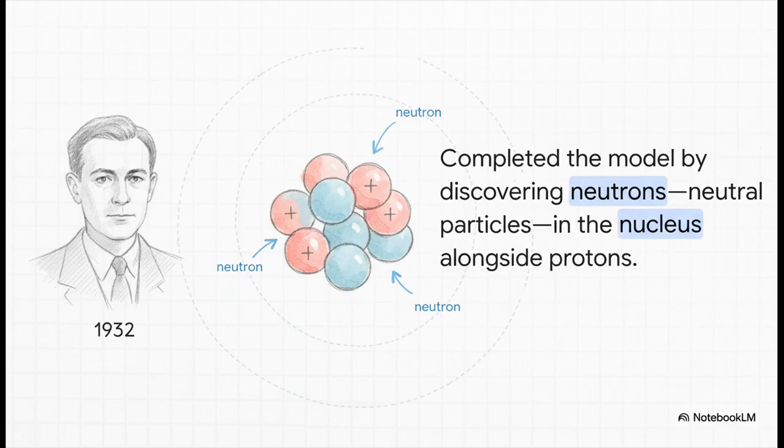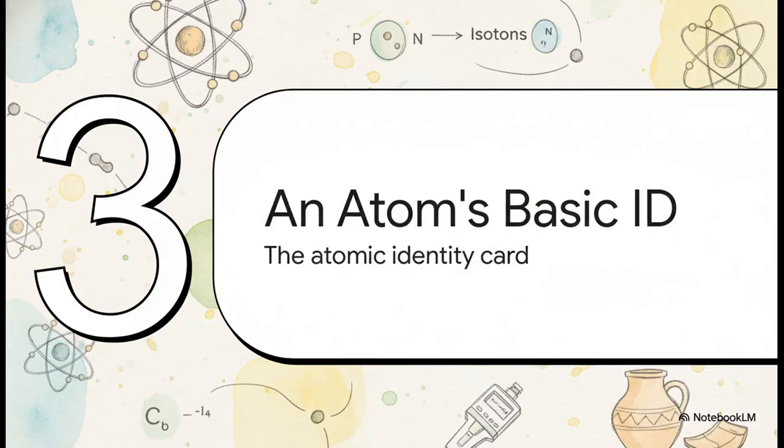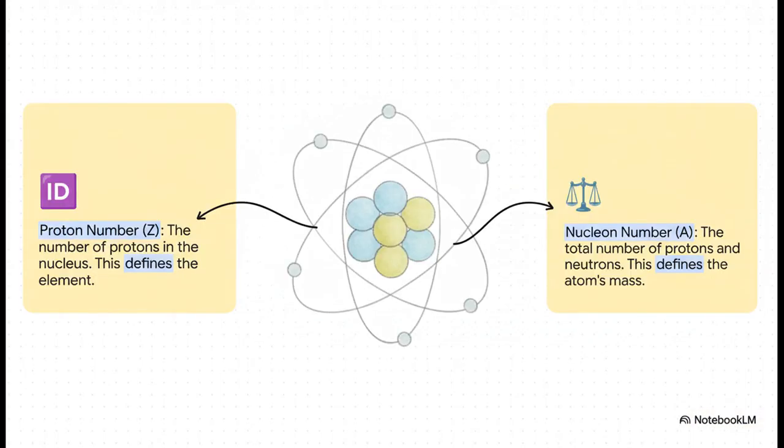And with that, our basic, modern picture of the atom was finally complete. So now we have the ingredients: protons, neutrons, and electrons. But how do we tell one kind of atom from another? Well, it turns out every single atom has its own unique identity card, and reading it is all about knowing two simple numbers. It really all boils down to these two numbers.